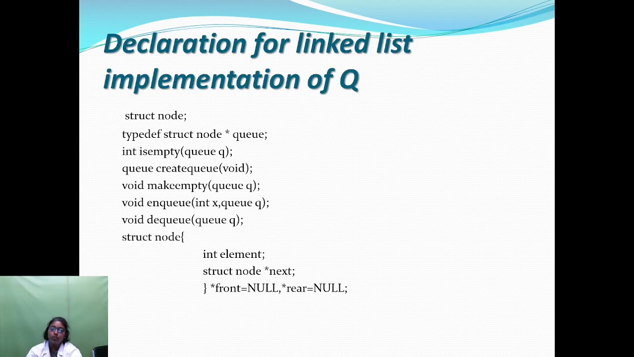Here also we are going to use a structure. A structure node is created. It contains an element and a node pointer next, and two pointers, front and rear. Starting, it was null. In the function declarations, we check whether it is empty or not, create a queue, and call make empty and the NQ and DQ operations. For insertion we are going to insert, and for deletion we are going to delete from the queue.